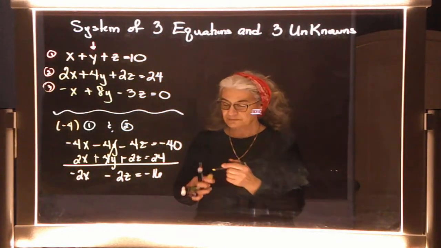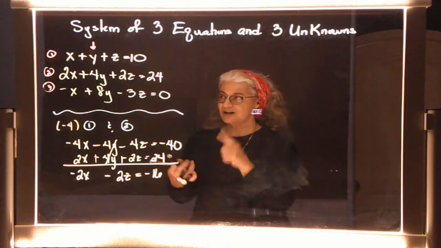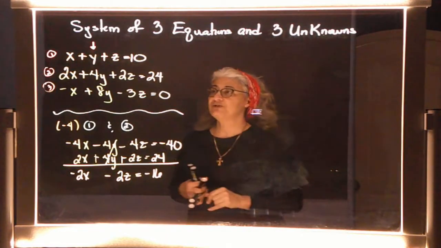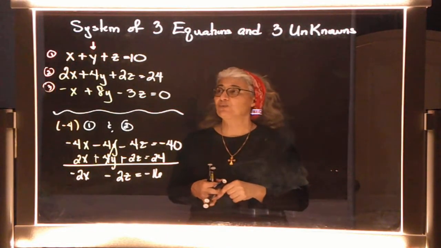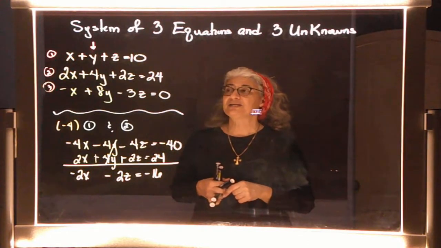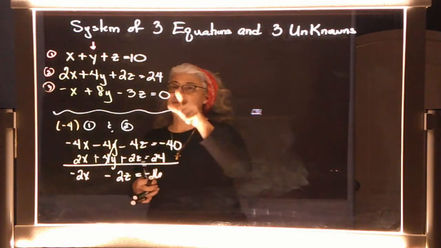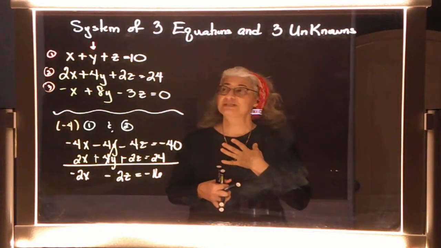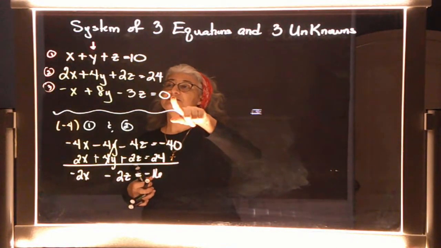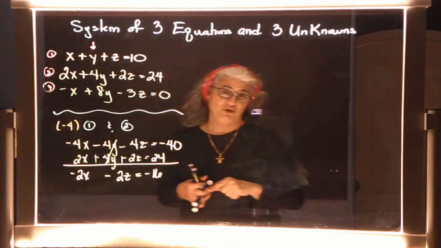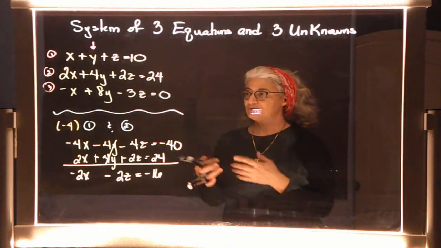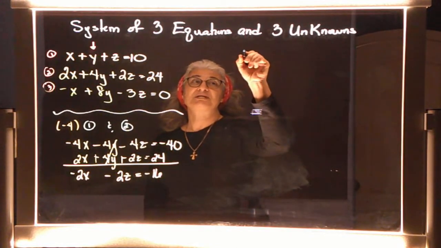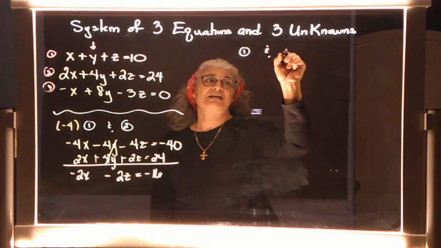Cool? Okay. Now, I eliminated the y's from equations 1 and 2, but I also need to eliminate the y from another pair of equations. The choice is mine, okay? I'm going to take equation 3, and I'm going to take it with equation 1. You're like, why can't I do one of the other ones? You can. Be my guest. So I'm going to take equations 1 and 3.